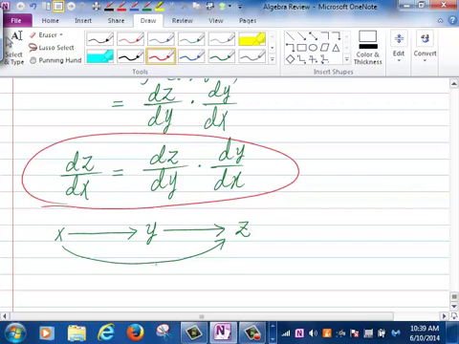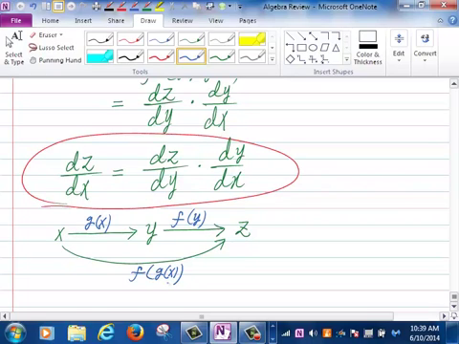Because here, when I have z is a function of y, y is a function of x, z is a function of x via the composition of the two functions. This is a function here, another function here, and then z is a function of x. That's the composition function. Am I making sense? Think of this as f of y, think of this as g of x. Then this is the function f of g of x. So this is really the chain rule, but it's just written differently.